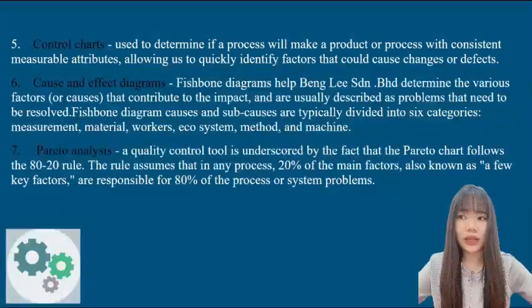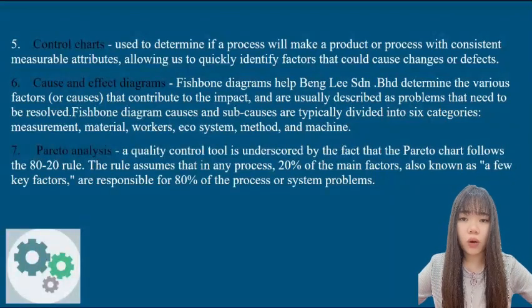Next, control chart. Used to determine if a process will make a product or process with consistent measurable attributes, allowing us to quickly identify factors that could cause changes or defects. Next, cause and effect diagram. The fishbone diagram helps Teknik Sentian Berhad determine the variable factors that contribute to the impact and are usually described as problems that need to be resolved. In the fishbone diagram, causes and sub-causes are typically divided into 6 categories: measurement, material, worker, environment, method, and machine.